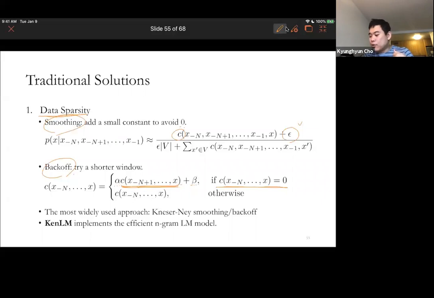Now, what happens if the count of the n minus 1 gram is also zero? We go to the n minus 2 grams, n minus 3 grams, all the way down to the count of words. At this point, we have to have some non-zero count, because we make a vocabulary of all possible next words using the words from the corpus. So we cannot have a word that has a zero count. That just doesn't make any sense. The most widely used one is called Kneser-Ney smoothing and backoff, which uses both of them. Later on, we're going to look into a toolkit called KenLM in order to see how well this works.